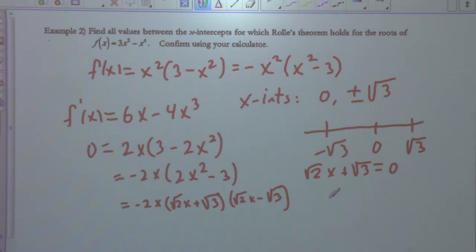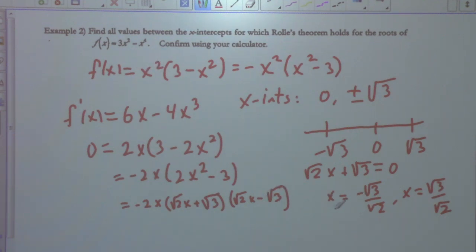So we have x is equal to negative square root of 3 over square root of 2. And then we also solve this one, we're going to get x is equal to square root of 3 over square root of 2. Does that look right? And 0, right? Well, yeah, but that's going to be between the x-intercepts, right? At 0, you're going to just bounce off the x-axis there. So that's not as relevant.